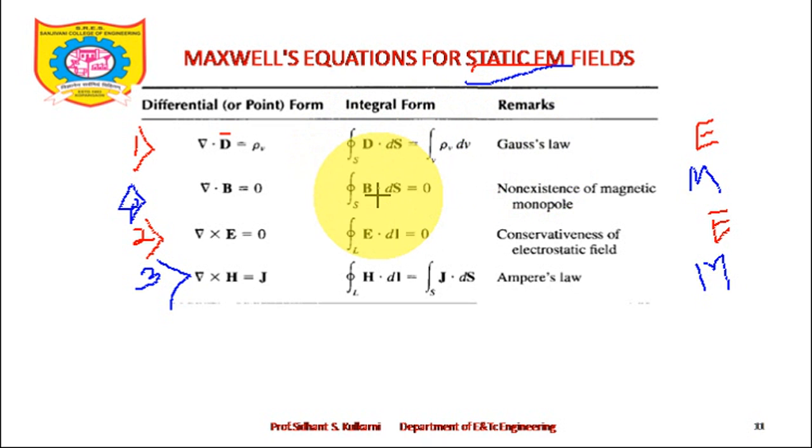Second expression we'll try to see. What is the second expression in the electrostatic field? Curl. So the curl of any vector, if it is written in the Maxwell's equation, we are going to take it from Stokes theorem. Closed line, open surface for curl. So the closed line integral of E bar dot dl bar is equal to 0. So that's the second Maxwell's equation in the integral form for static electromagnetic field.